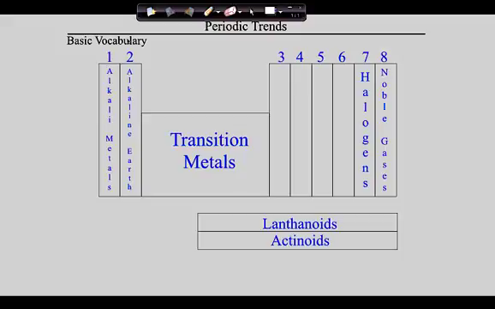You now understand that groups go up and down, same number of valence electrons. Periods go left and right. They are the energy levels. You now know that the alkali metals are group 1, the alkaline earths are group 2, the transition metals are the D sublevel, the halogens are group 7, the noble gases are group 8, then you got the lanthanoids and the actinoids. You guys all caught up? You're good? All right, zoom out.